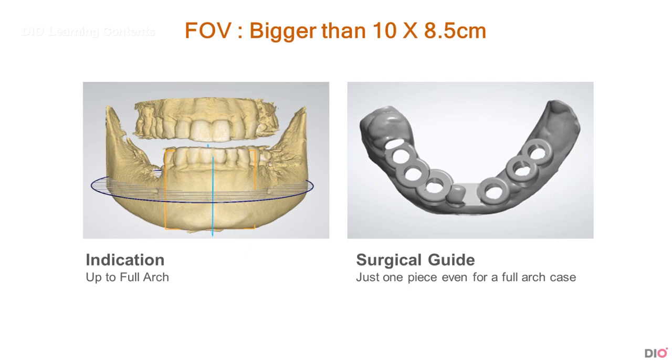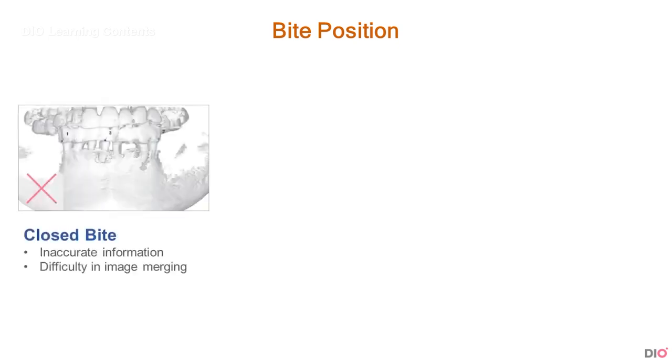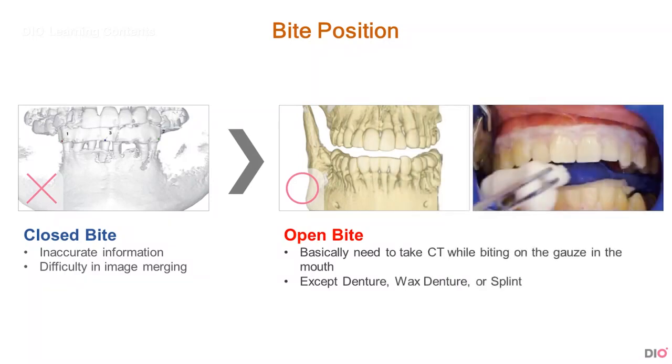Next subject is about deciding the bite position before taking the CT. If it is not a guide surgery, CT is usually taken with a bite closed. However, if you take a CT with a closed bite, the information on the occlusal surface is not visible. So when it is necessary to merge the CT and the oral scan data, bite needs to be open. Take the CT with the patient biting on a gauze, then you can get a CT with an open bite.